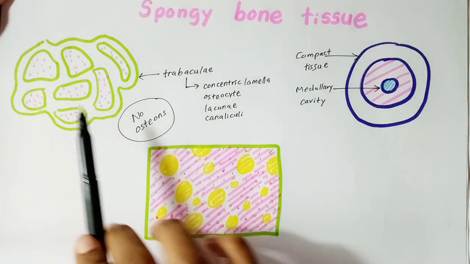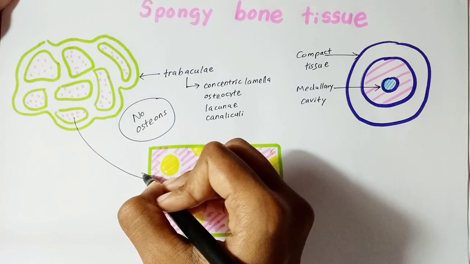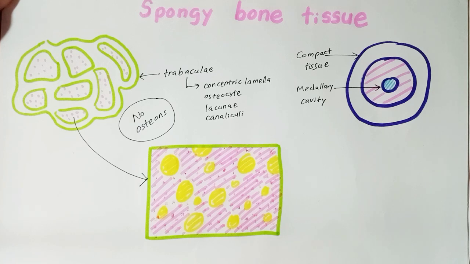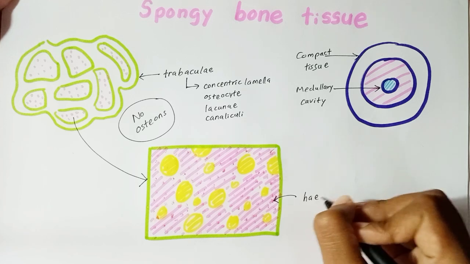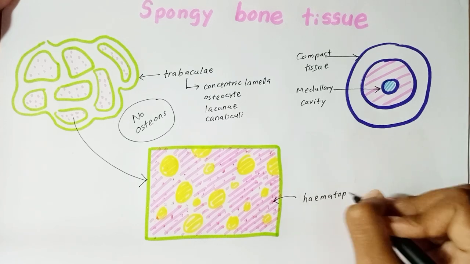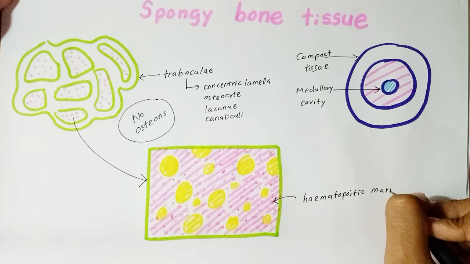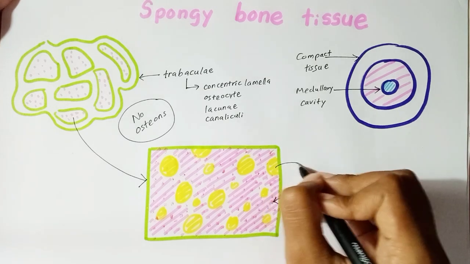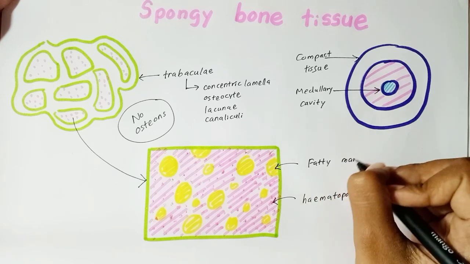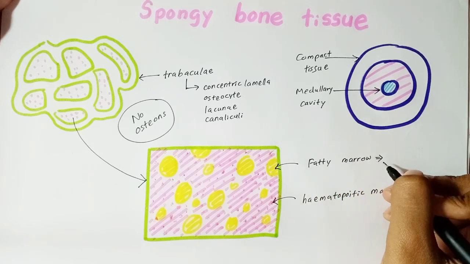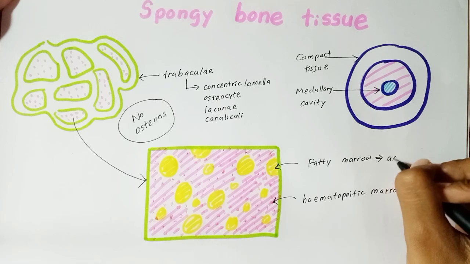So I told that these spaces are filled with bone marrow and blood vessels. When we talk about the bone marrow, there are two types of bone marrow. In this pink color you can see hematopoietic marrow, and in this yellow color one you can see fatty marrow. So this fatty marrow consists of adipose tissue.